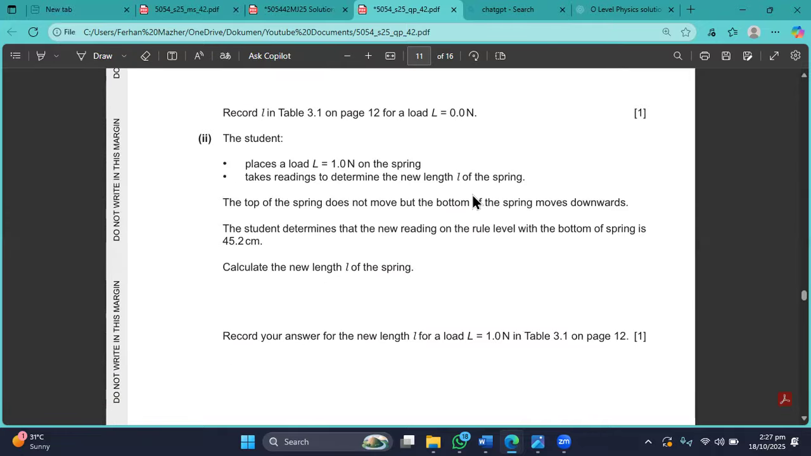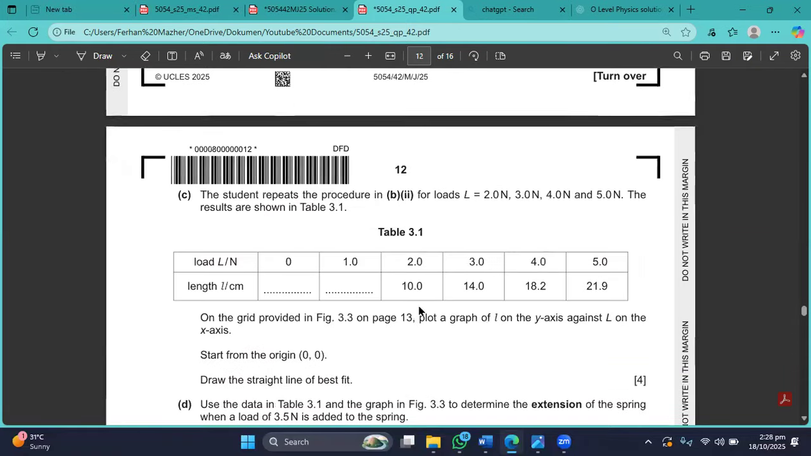The top of the spring does not move, but the bottom of the spring moves downward. The student determines the new reading on the rule level with the bottom of the spring is 45.2 centimeters. Calculate the new length L of the spring. So the top is still there, but the bottom has gone down when you hung a 1 Newton load on that spring. Calculate the new length of the spring, and record your answer for the new length, small L, for a load of 1 Newton in table 3.1 on page number 12. So here we have that.